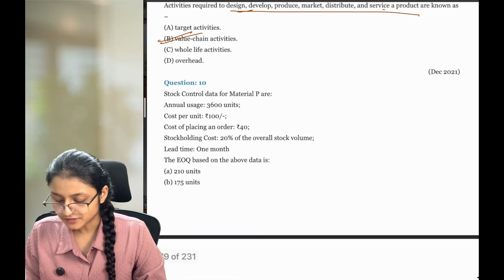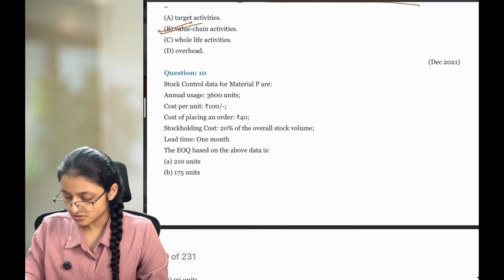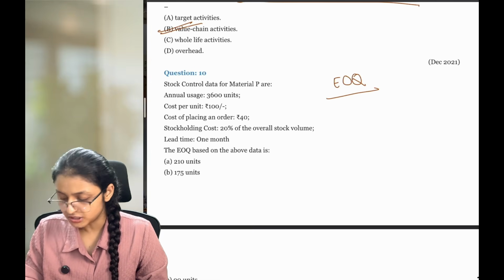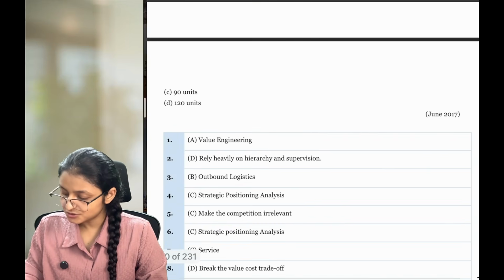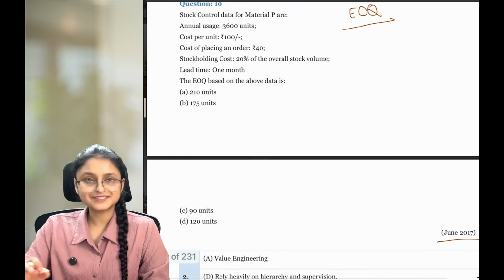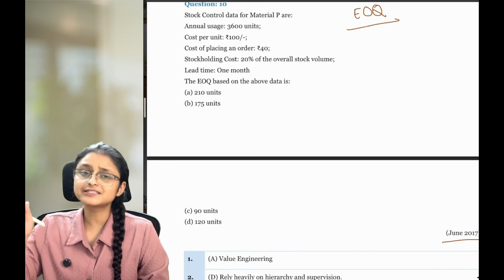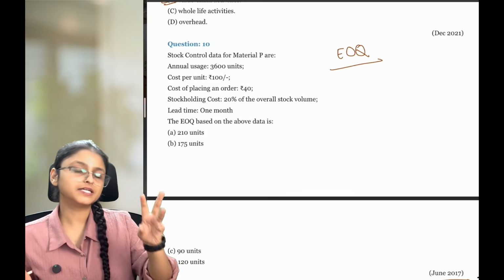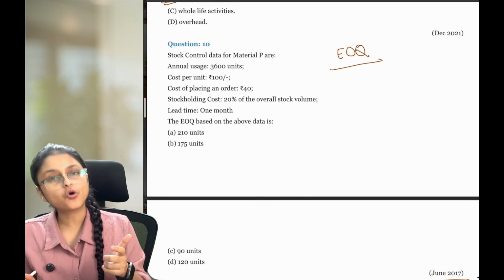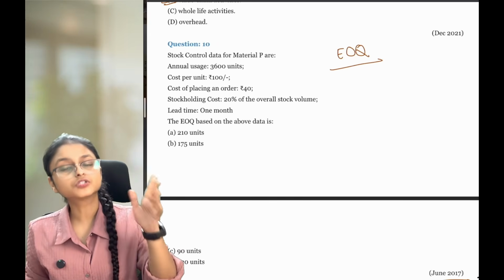Stock control data for material P. Now this question is of EOQ, that is economic order quantity, which we don't study in your CMA final. But in June 2017, they asked this EOQ related question, which we study in CMA Inter itself. So let me tell you what is EOQ. Economic order quantity means the quantity which you should order every time so that your cost is lower.